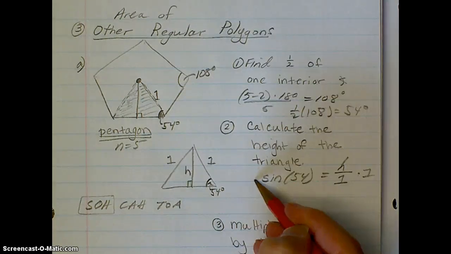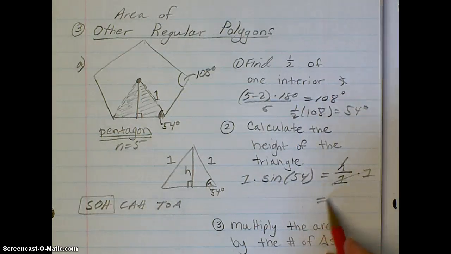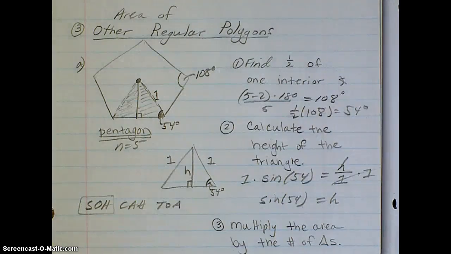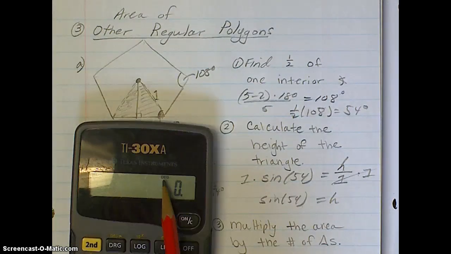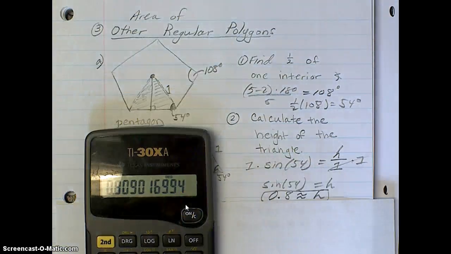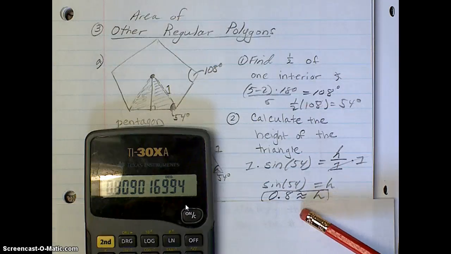Multiplying both sides by 1 is not really going to do anything, but if it was any other number, you definitely need to go through that step. Okay, so basically you're going to type sine of 54. A couple of reminders when you're using your calculator: make sure you're always on degrees. And then we get that the sine of 54 is about 0.8. So our height for this triangle is about 0.8.